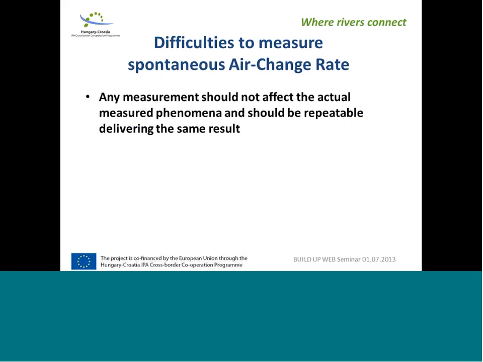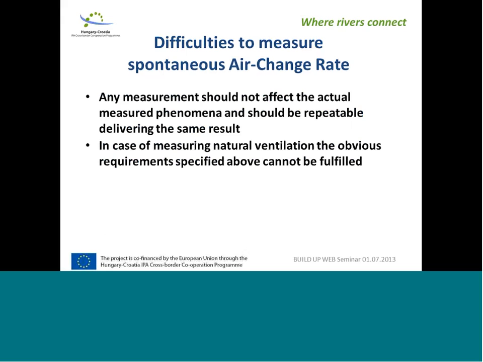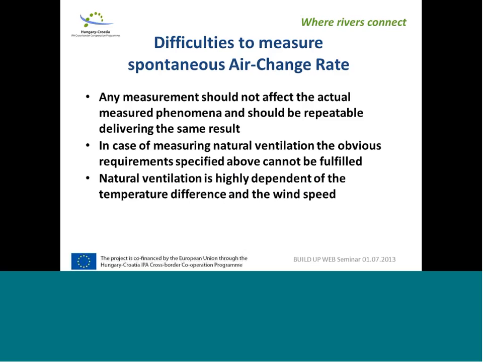When measuring spontaneous air change rate with a blower door, the problem is that it affects the actual measured phenomena. So if we want to take a measurement that does not affect the actual phenomena, the air change rate, we need to find another method, and we selected the tracer gas method to test the natural ventilation rate. Of course, this ventilation is highly dependent upon the temperature difference and the wind speed, so it's not suitable for classification purposes.